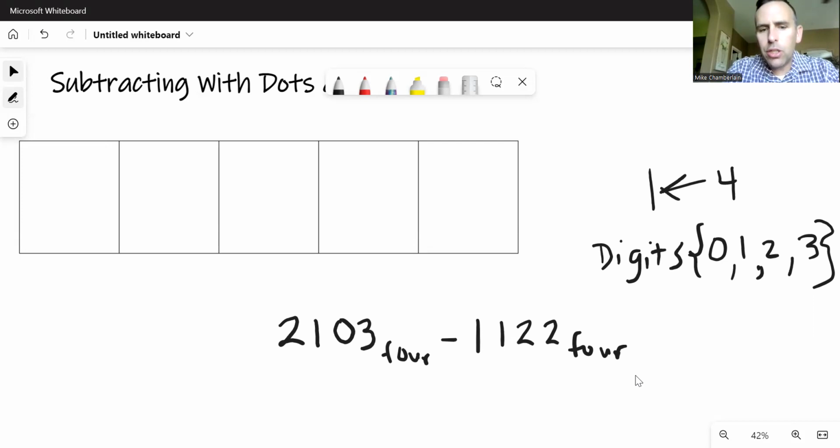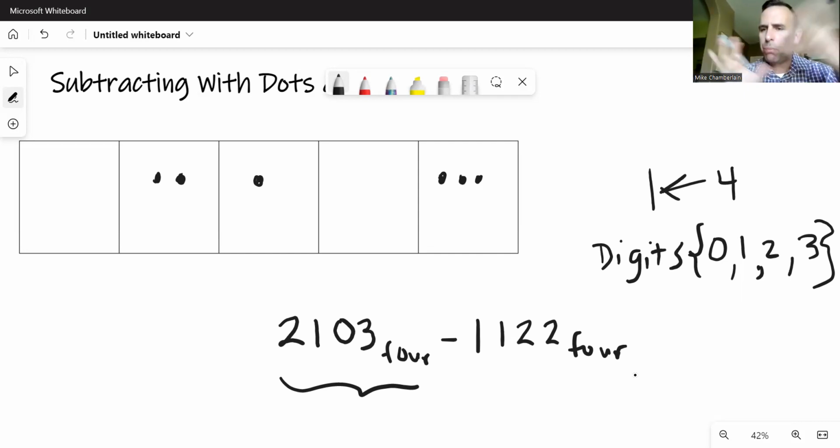So I'm going to start with the first number. I'll use my black pen for that. 2, 1, 0, 3. Let me place that in the box. So I'll put 2 and 1 and 0 and finally 3. Now, the difference here is that with addition, remember, I just plopped both numbers in the box and just saw what happened.